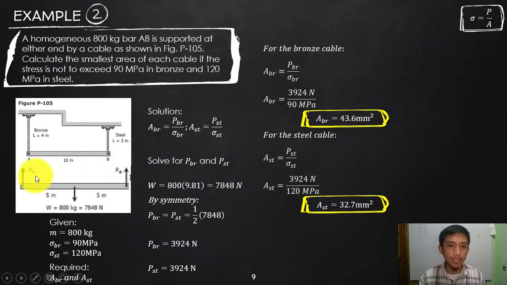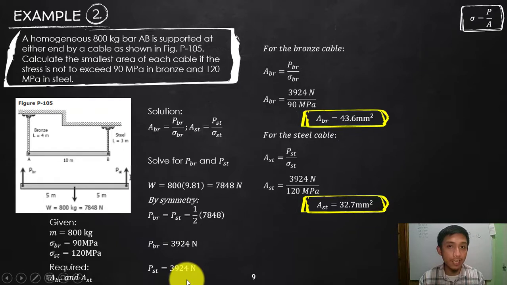As I've said, we need to convert the 800 kilograms into Newton, which is 7848. By symmetry, we can divide this into 2, or if you want, you can apply simple statics. Get a summation of moment here, solve for the P on your bronze. Summation of moment here, solve for the P on the steel. That could be your solution. But since this is symmetrical, we can divide it by 2. You can prove that one. So each will experience 3924 newtons.